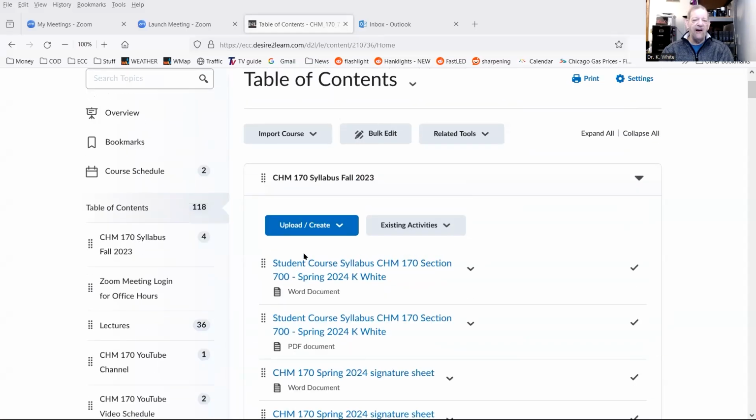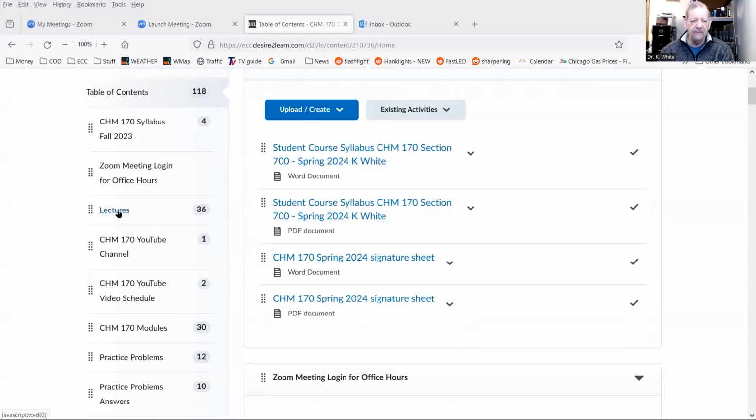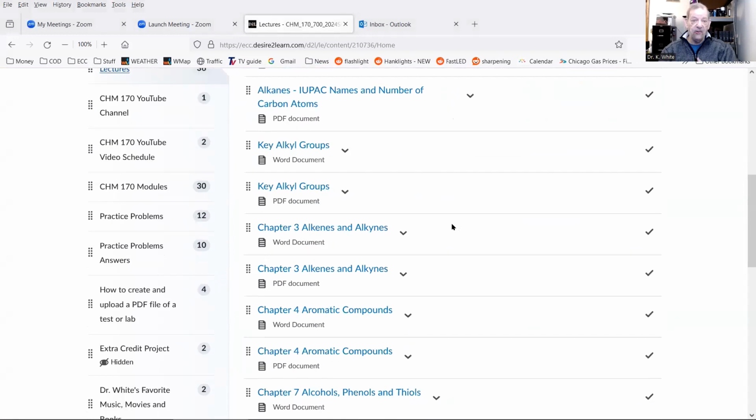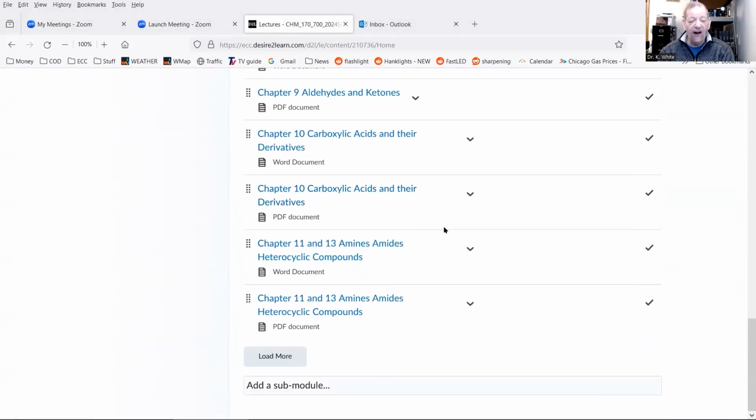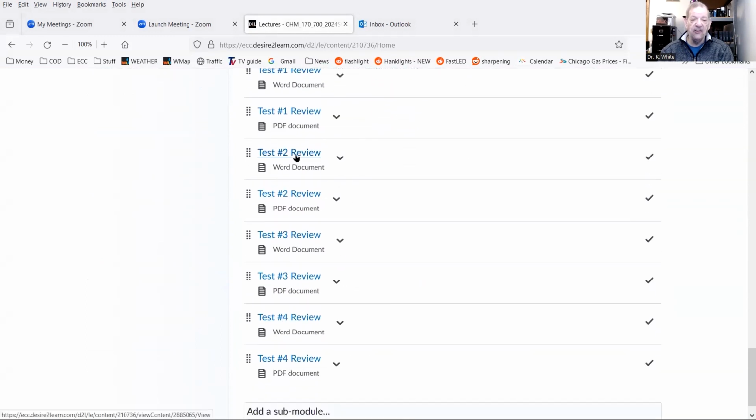If we look at D2L, and on the left, click on lectures, now where's the review? Well, you have to scroll all the way to the bottom and see where it says load more. Well, you got to click on that. And now it loads more. And when you scroll down, you'll see test number 2 review, both as a Word document and a PDF file. And I'll be using this for today's lecture, or really review. So let's get started.